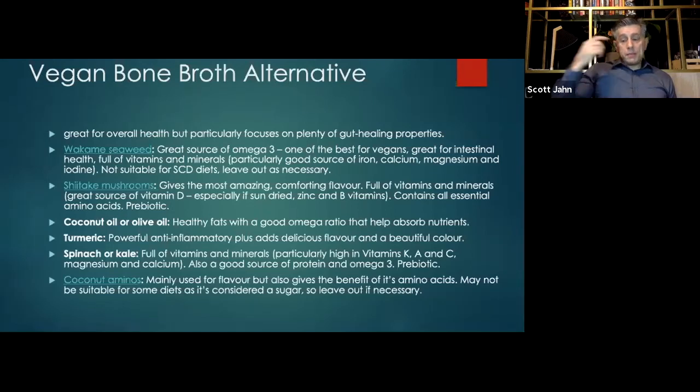Okay, this is not my own recipe. I got it somewhere off the internet. I can't remember the exact site, but you can make a vegan bone broth as well if we're concerned about not getting any excess of heavy metals in your system, right? And the recipe that I'm going to share with you has all these ingredients in it: spinach or kale, coconut aminos, turmeric, coconut oil, shiitake mushrooms, wakame seaweed.